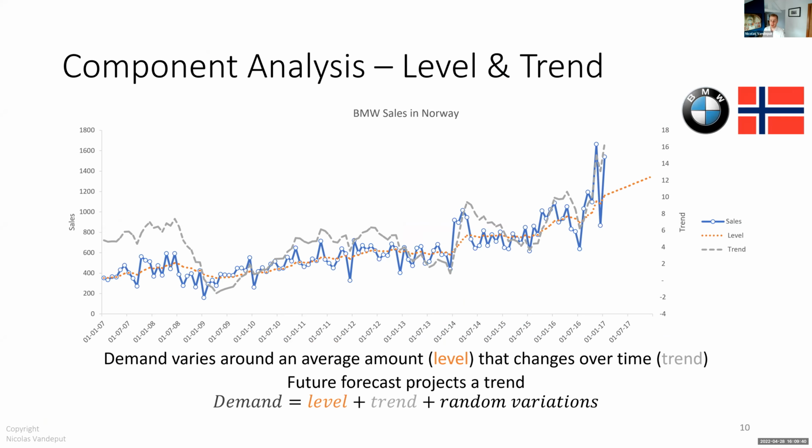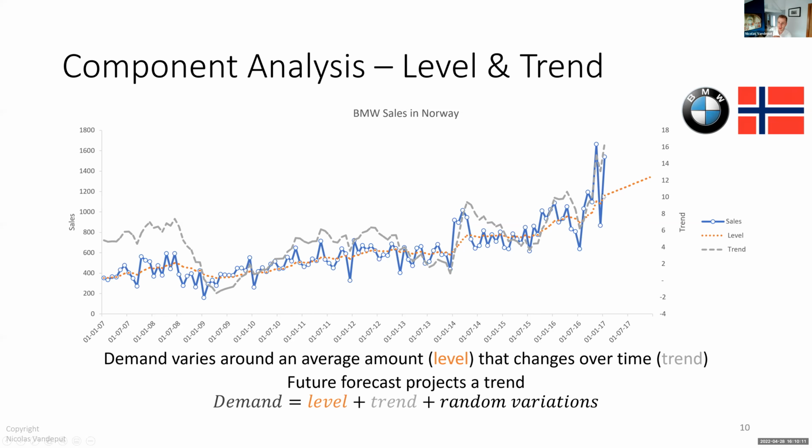Let me just show you an example. If you read my book, it's the same example as from the book. I took the sales of BMW in Norway, and you can see them. These are the real data from 2007 to 2017. And you see the sales here in blue. And when you use such a model to predict the future sales of BMW, the model is going to tell you, well, I see a trend, I see an average demand level. And when I'm going to do this forecast in the future, I'm going to project this trend and the level going forward.